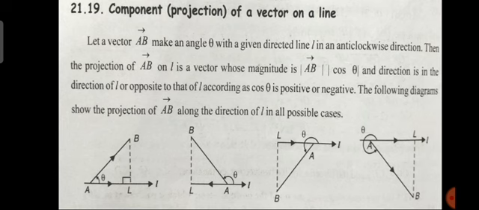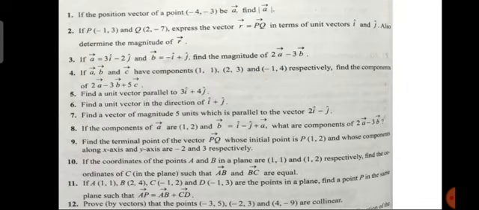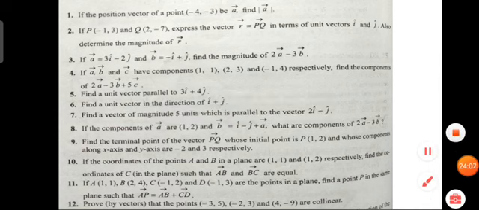Next are some problems. Exercise problems have been given. You have to find some unit vectors parallel to given vectors, like the questions given. So this is today's class. This is all for today's class, because you just have to become familiar with this topic.